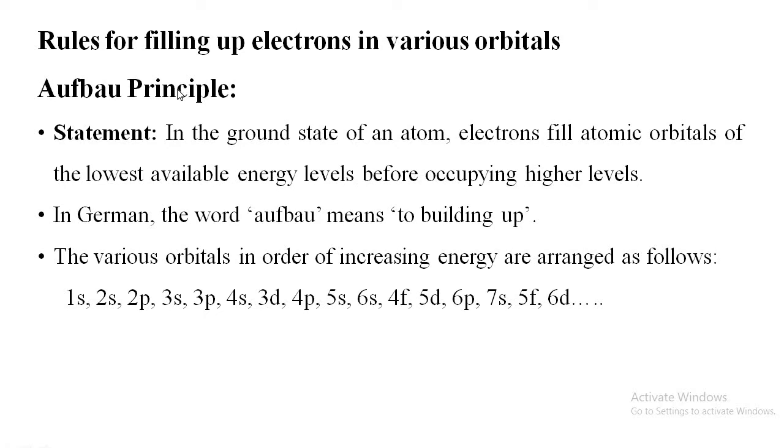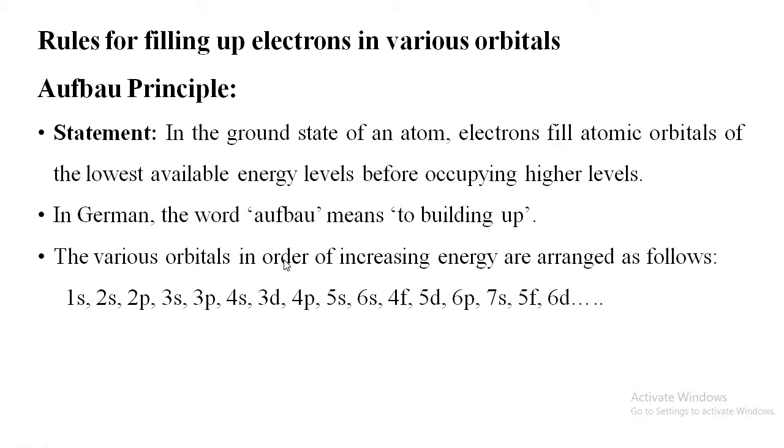Aufbau principle. This principle states that in the ground state of an atom, electrons fill atomic orbitals of the lowest available energy levels before occupying higher levels. That means you have to fill the lowest energy level first and then higher energy levels. That means we have to start from lower to higher energy level. In German, the word Aufbau means building up.